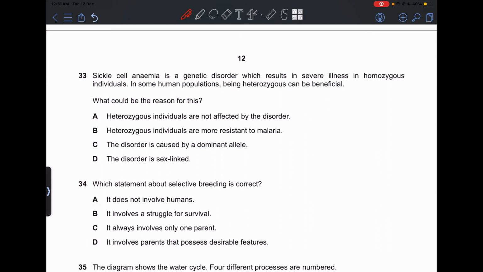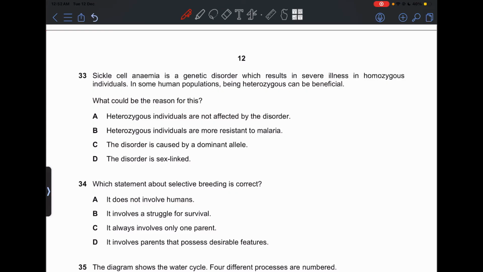33. Sickle cell anemia is a genetic disorder which results in severe illness in homozygous individuals. In some human populations, being heterozygous could be beneficial. What could be the reason for this? A says heterozygous individuals are not affected by the disorder. This is an incorrect statement because sickle cell anemia is caused by a recessive allele, and heterozygous individuals have both the dominant allele and the recessive allele, so they are also affected.